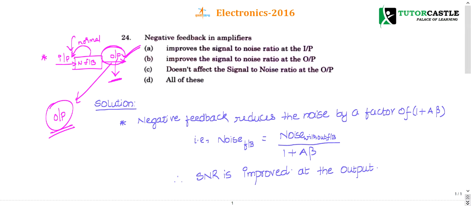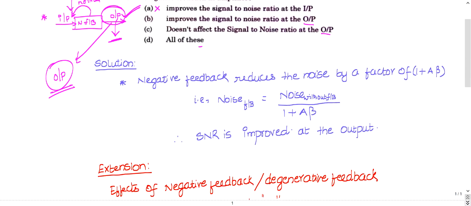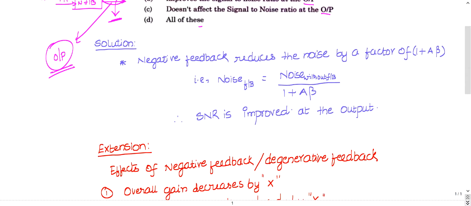So the first option, improves the SNR at input, is absolutely wrong, because whatever action takes place, it takes place only at the output but not at the input. So these three options are available, and from these we need to choose the right choice. Now let us see what negative feedback in amplifiers will do. Just try to memorize this point. It's a very simple question.